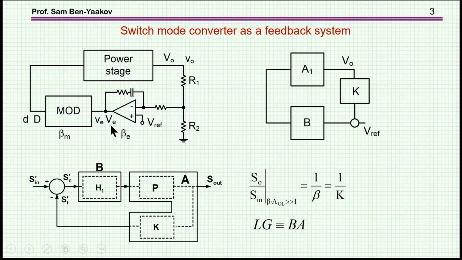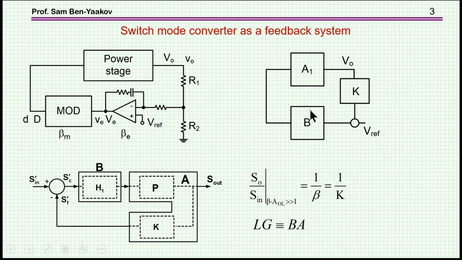And then we have an error signal coming into the modulator. This could be a PWM modulator or maybe a frequency modulator. That could be any kind. So this is basically the system that we have in switch mode converters.